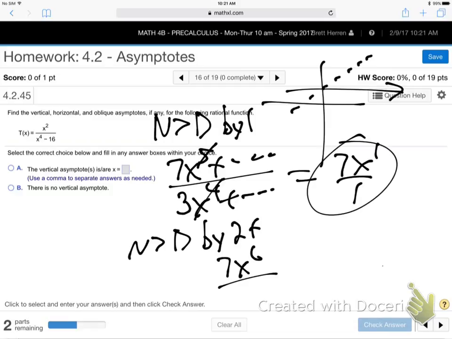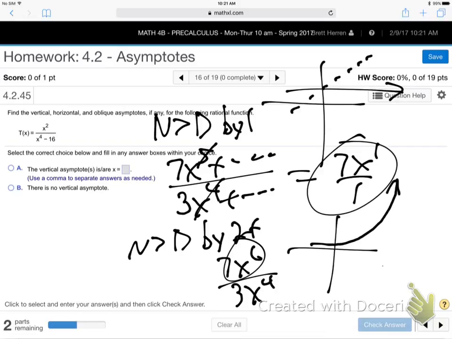And then the last case, if the numerator is bigger than the denominator by 2 or more, that'd be like 7x to the 6th over 3x. The numerator is just going to dominate the scene. It's going to blow up to infinity. As you go to the right, it's just going to rocket up, or if there's a negative sign, it'll rocket down. It won't have any horizontal or diagonal asymptotes.